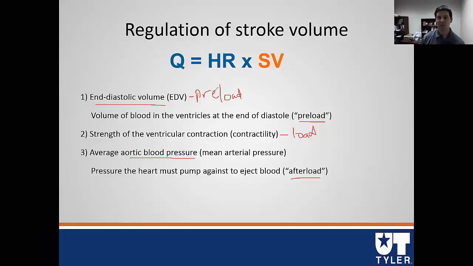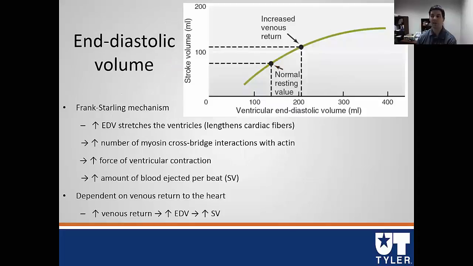So we have preload, which is blood before the contraction. We have load, which is the contraction. And then we have the effector after the contraction, which in this case is blood pressure. So what we're going to do now is walk through each of these, because not only do these three regulate stroke volume, but they have different effectors as well. So let's start with preload, or end diastolic volume. So I'll write it here again, preload.